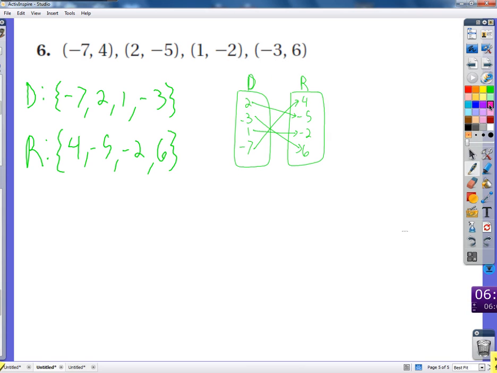If I were to do a graph, then I would need some axes. What does this axis represent? Domain. A domain, yeah, where the domains would be found, or the x values, or the inputs. That's where the inputs are found, and what's found along this axis? The range, or the outputs. So, that would look like 1, 2, 3, 4, 5, 6, 7, 4. There's a point right there. 2, -5, 1, -2, and -3, 6. That's 4, 5, 6. There we go. There it is. It's on the graph.